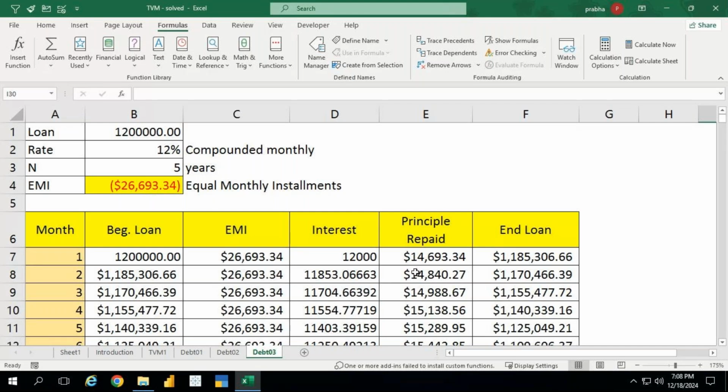So this is for equal monthly installment, and compounded monthly. When we were doing the financial statements, we had done compounded monthly, where the rate of interest will be divided by 12 and the number of years will be multiplied by 12.